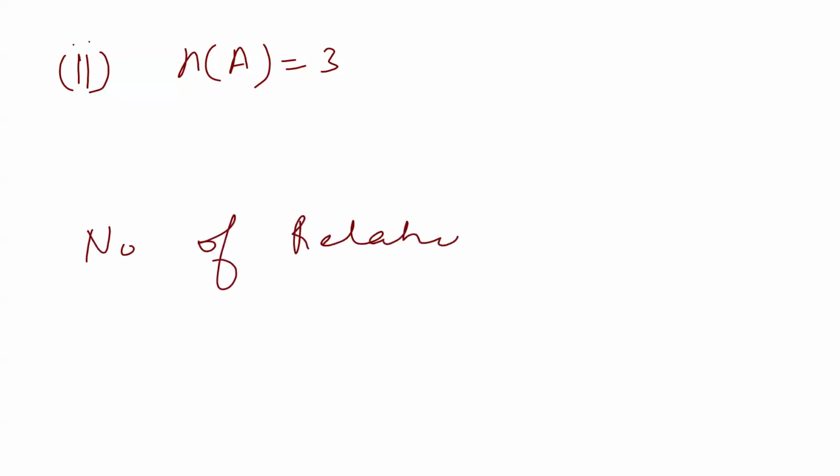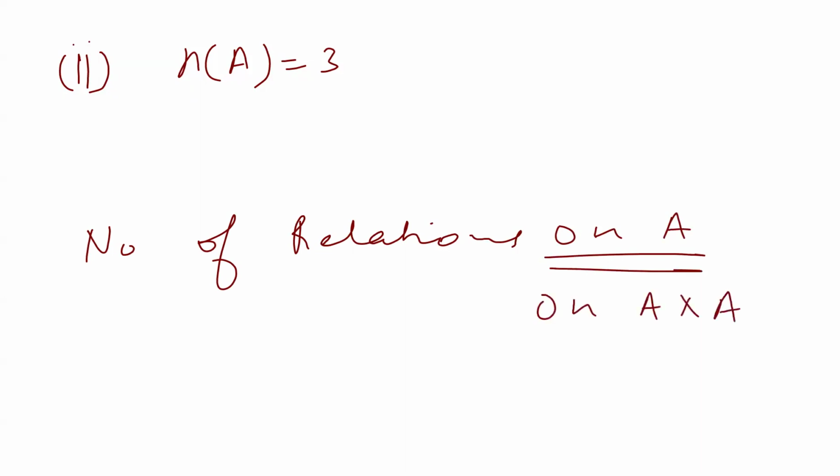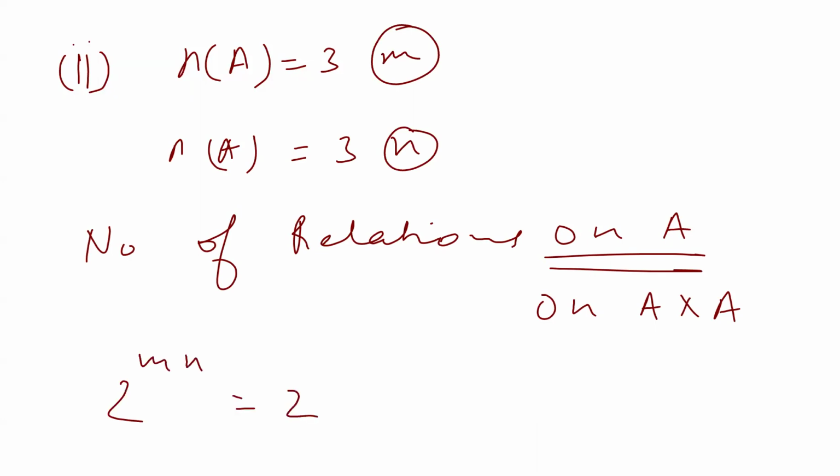A is a finite set with 3 elements. So N of A is equal to 3. They're asking the number of relations on A. On A meaning on A cross A. So N of A, once again I will write it as 3. This is M, this is N. So 2 raised to Mn, 2 raised to 3 by 3, that is 2 raised to 9. And 2 raised to 9 is 512. You can check it on your own. Let us go to the third sub question.